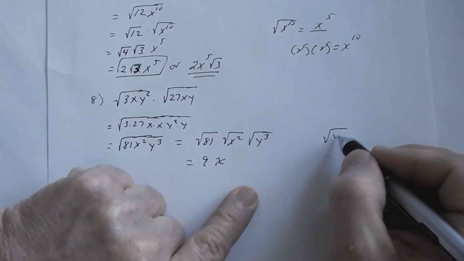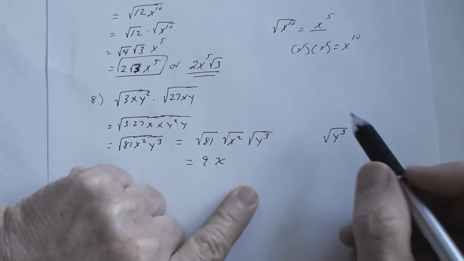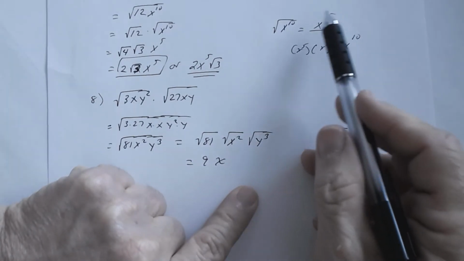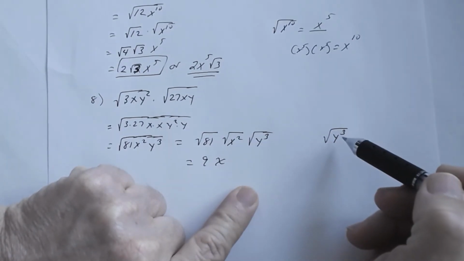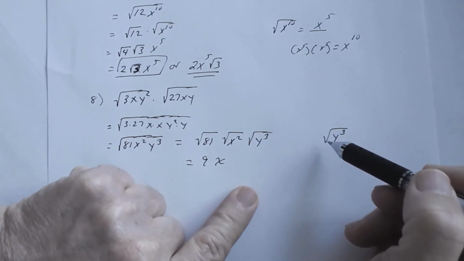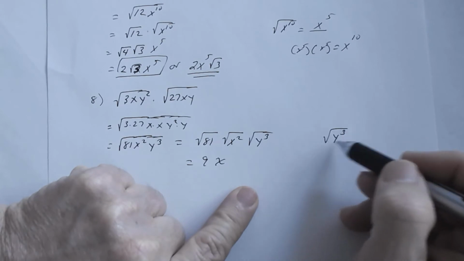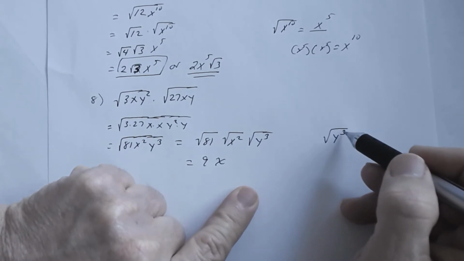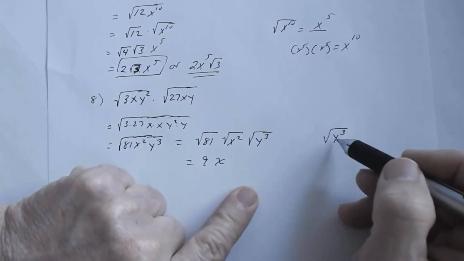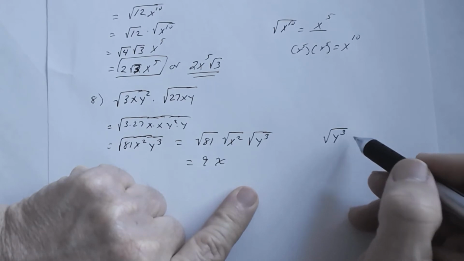Okay, let's talk about the square root of y cubed. Remember, if the exponent's even, that's the easy kind. If the exponent's odd, remember what you have to do. And remember, we're taking the square root here. So you're going to do it the way we've been talking about it. You're going to rewrite y cubed.